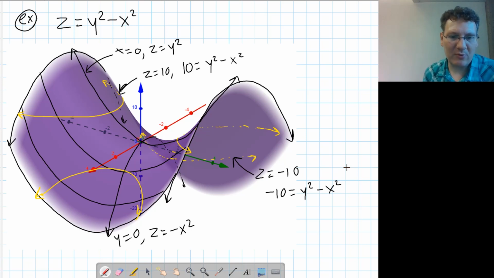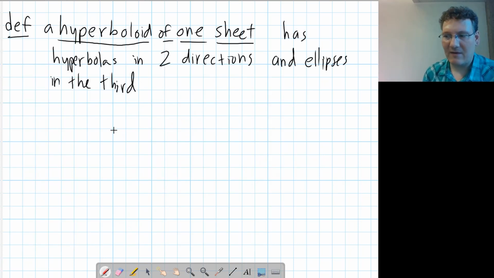Now, a hyperbolic paraboloid, I just like to think of them as Pringles. They're basically a Pringle shape. And if you can picture a Pringle shape in your head, then hyperbolic paraboloids are no problem. So last we have the hyperboloid.